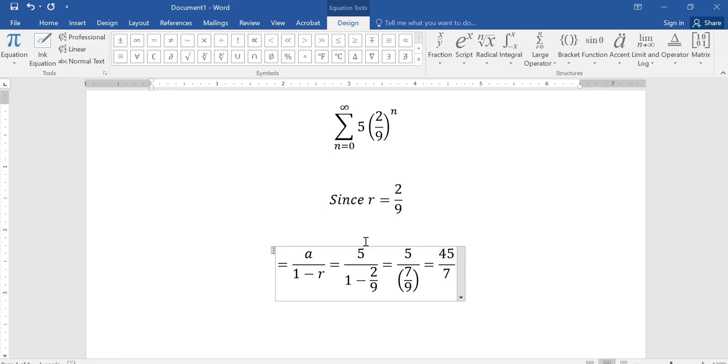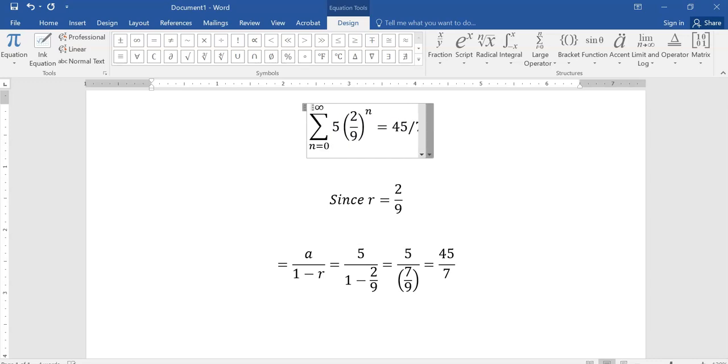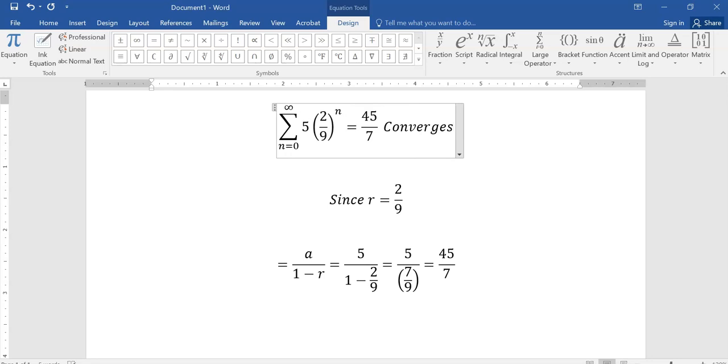I like writing this as 45/7. So because we know it's geometric, we can simply apply that rule, and we know that this summation is equal to 45/7, and therefore this converges. All right, and that's it.